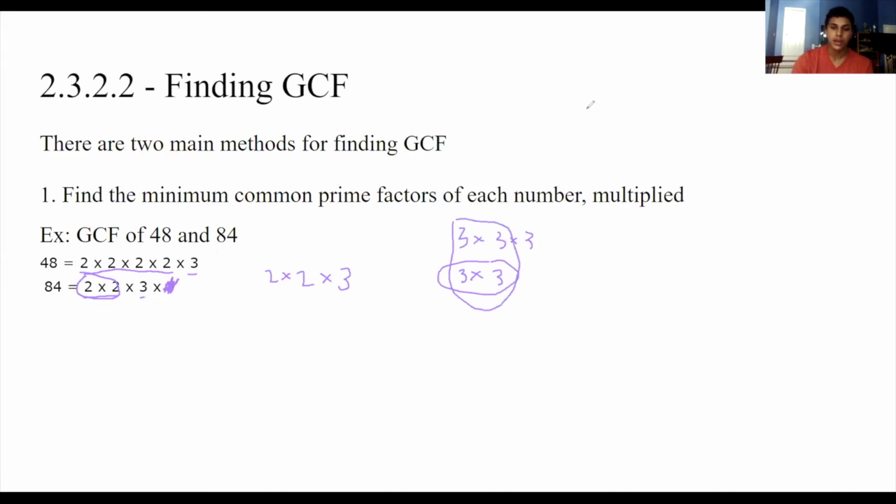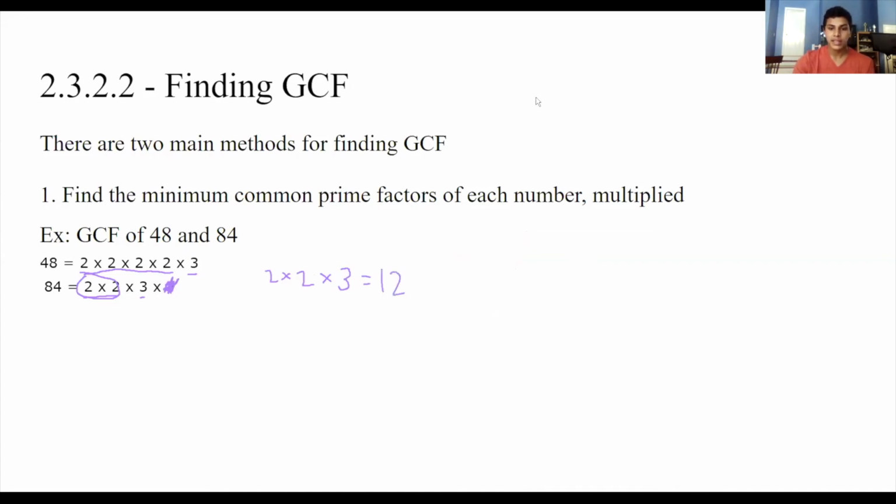So this is where the word common also applies, not just in which factors they have, but how many of each factor they have as well. So they only have in common 2 2's in this example and 1 3 in this example as well. Therefore, my greatest common factor is what I just derived, which is 2 times 2 times 3, all multiplied by each other, and that would leave me with 12.